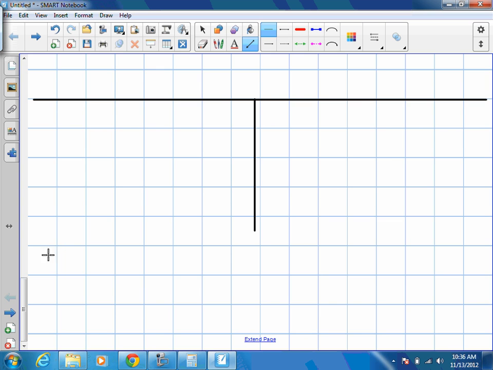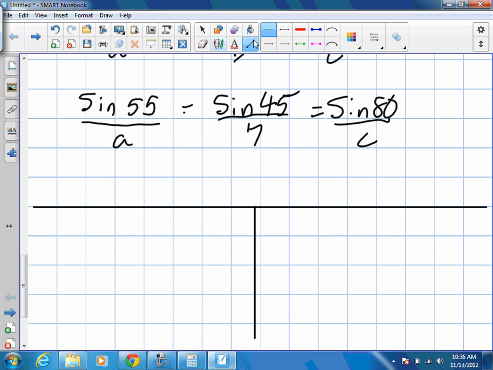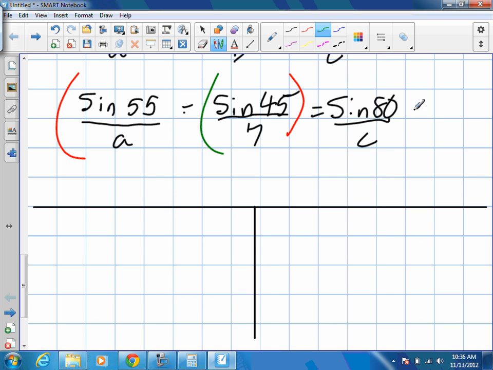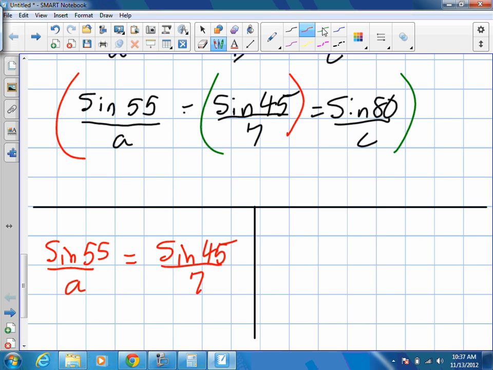Okay? So we'll do A in red, and we'll solve for C in green. I put parentheses or brackets around the ratios we're going to use. So I'm going to set sine 55 divided by A equal to sine 45 divided by 7. And the other one, I'm going to put sine 45 divided by 7 is equal to sine 80 divided by C. Okay? Now remember, our goal here is to solve for A or C.